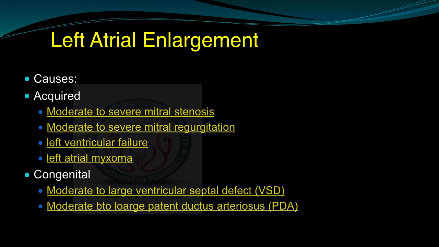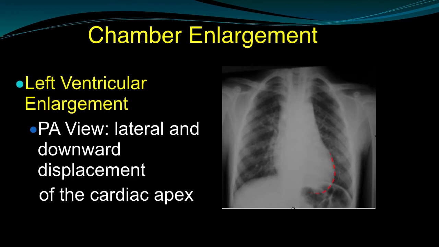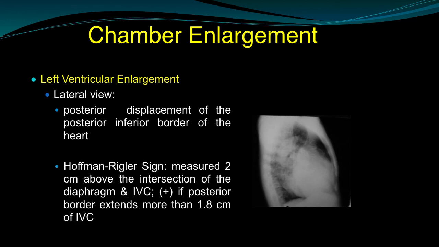How about the left ventricular enlargement? On PA view, you have the lateral and downward displacement of the cardiac apex. Then on lateral view, you have the posterior displacement of the posterior inferior border of the heart. And also take note of your Hoffman-Rigler sign, which is measured 2 cm above the intersection of the diaphragm and the inferior vena cava. And there is positivity if the posterior border extends more than 1.8 centimeters from the inferior vena cava.